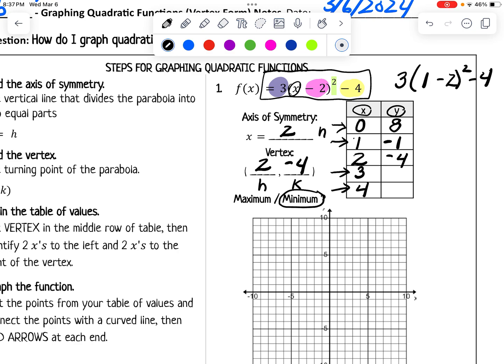Now, with quadratics, there is something called symmetry, which means you're going to have some of your numbers be the same because your function is a parabola, which means that you're going to have one side the same as the other. So what that tells you is this number and this number should be the same. Just as this number and this number should be the same. And let's make sure that that happens.